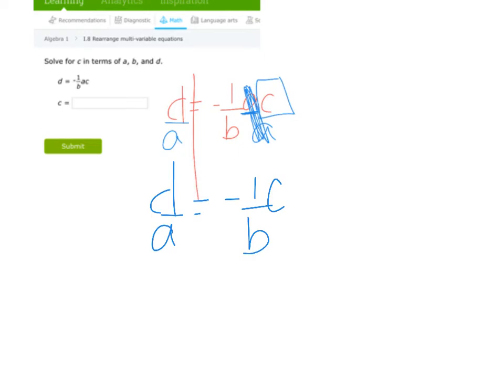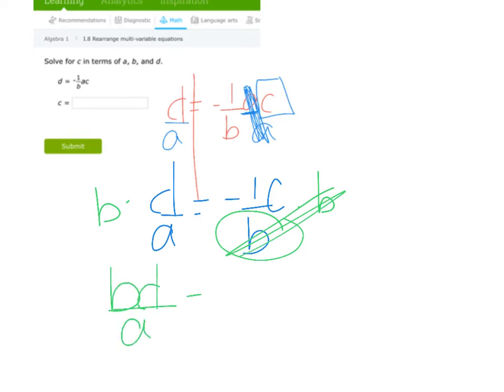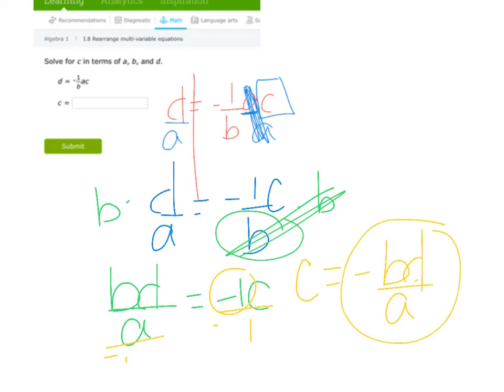Okay, so now let's look at your b. We need to get rid of this b. This b is being divided, so the opposite would be to multiply. We're going to multiply both sides by b. These b's go away, so we have bd over a equals negative 1c. The last thing we need to get rid of is this negative 1, so we will divide both sides by negative 1. What's going to happen is that we'll have our c, and then this fraction bd over a will just become negative. So this is what we would plug in to submit for IXL.